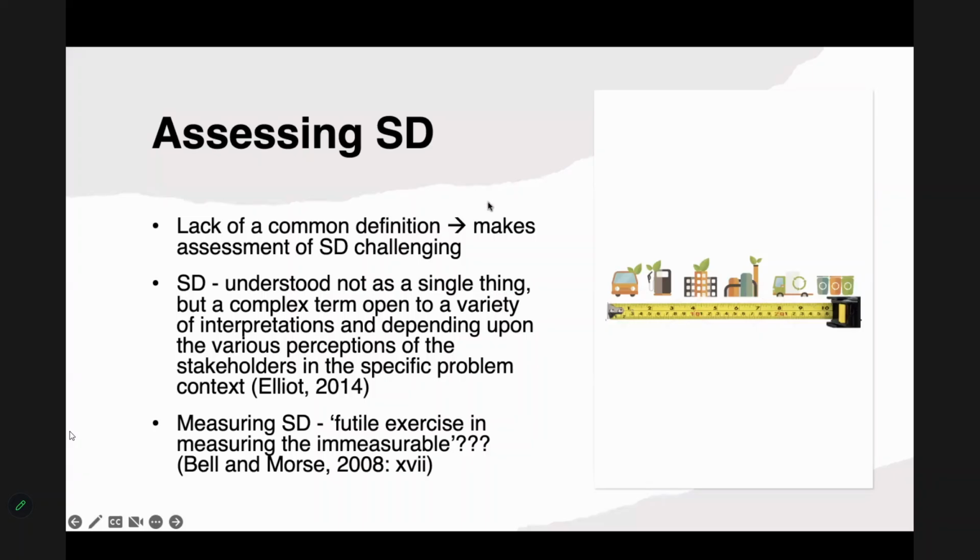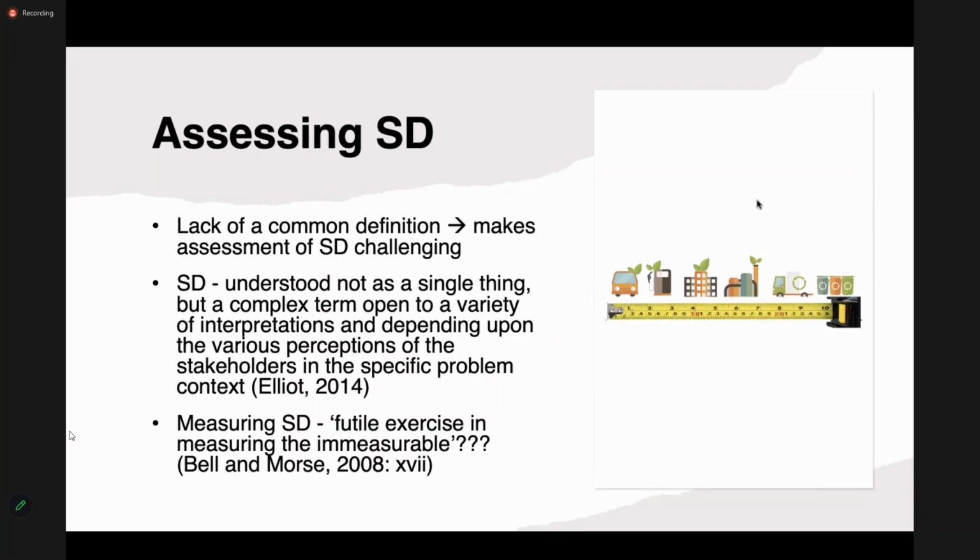Okay. So hope you're back. Welcome back. So then, when we are implementing sustainable development, the next step that becomes important is how to assess whether we are doing it properly, or how to assess whether we are meeting our goals.